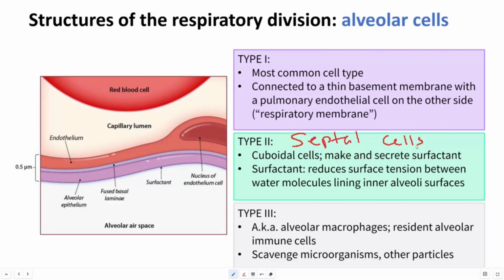There is also a third type of cell, which is the alveolar macrophage, also known as dust cells. This is a leukocyte that can be either fixed or freeform and helps engulf any microorganisms and particulate matter that reaches the alveoli.